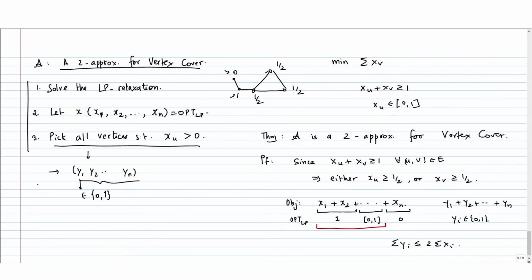So, the solution of the fractional relaxation problem can be used as information to find the upper bound of the optimal solution. Yes, a lower bound of the optimal solution. Yes. So, you are using the lower bound produced by the LP to obtain a solution to the integer program. Yeah. So, why is this? The observation is that since xu plus xv is at least 1 for every edge, then one of these is true, either xu is at least half or xv is at least half.